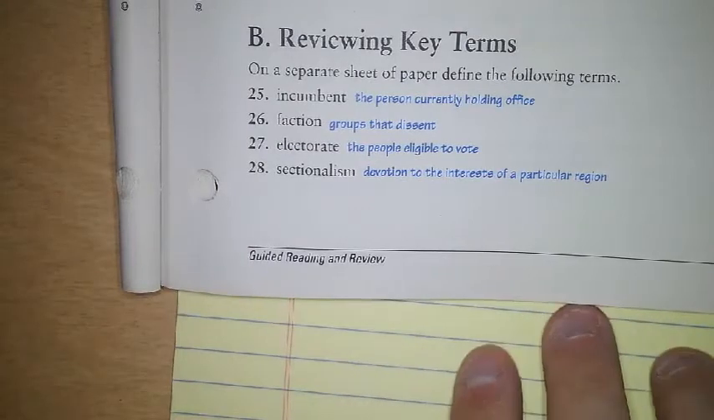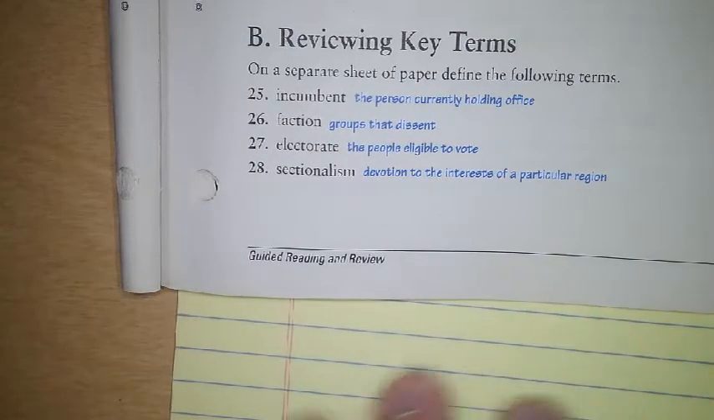So at the bottom of this paper where you have a blank, write down this word right here, spoil system. All right, spoil system.